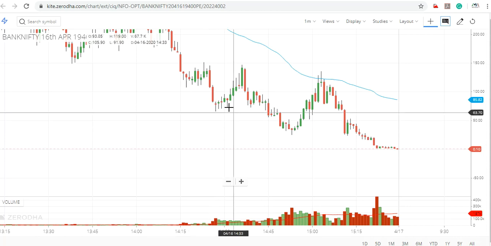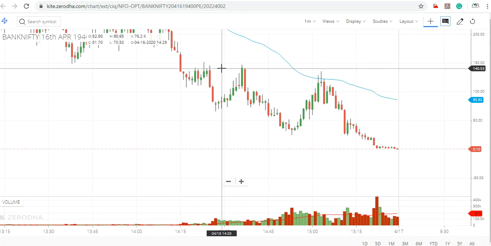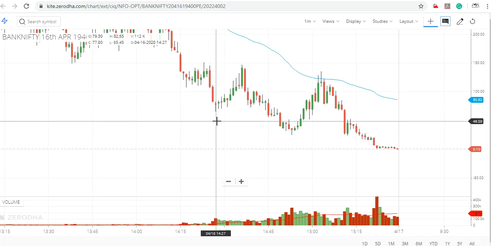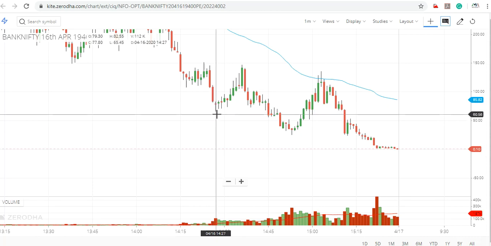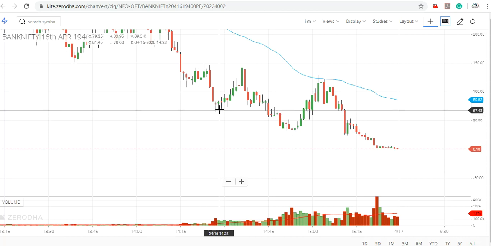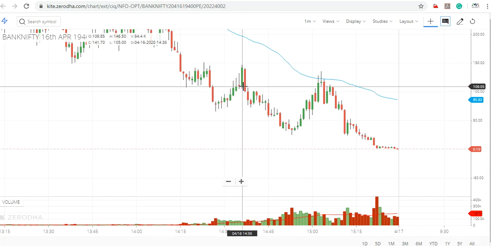You can see it is around 81, and it went up to 140. What is the range? 65 to 82, 75, 85, 20, which means about 40 points, nearly 40 points. Then 78, 82, 92, 102, 112, 122. It went down to 146.